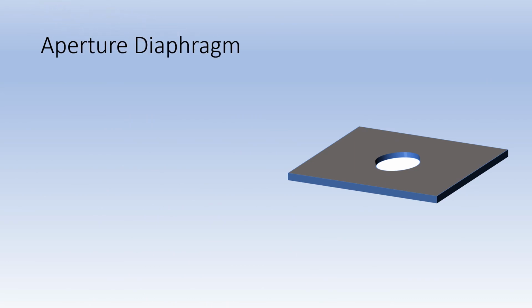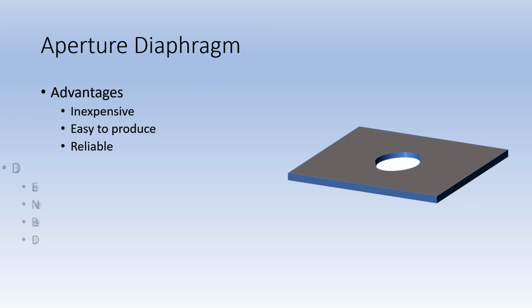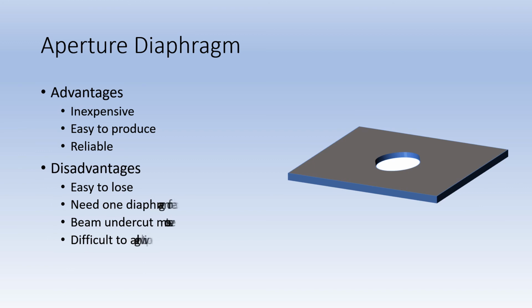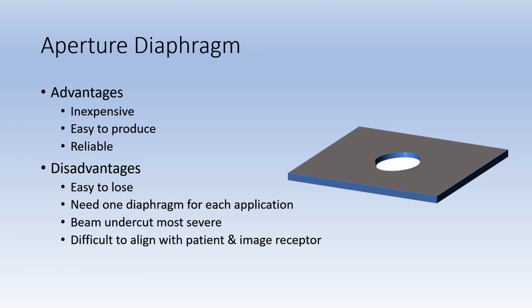Since aperture diaphragms are a sheet of lead with a hole punched in the center, that makes them inexpensive, easy to produce, and there are no mechanical parts to fail. Since you need multiple aperture diaphragms to meet different situations, they are often easily misplaced. They suffer from extreme beam undercut, and finally, they are difficult to align with the patient image receptors or anatomy.